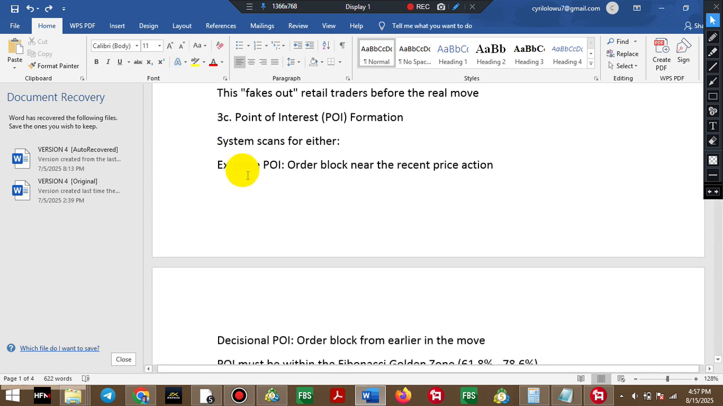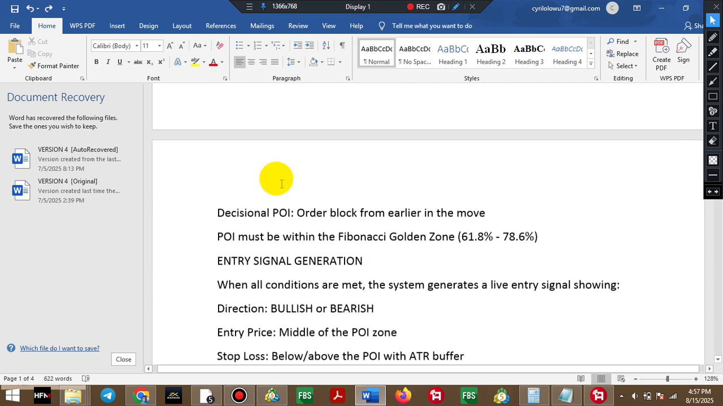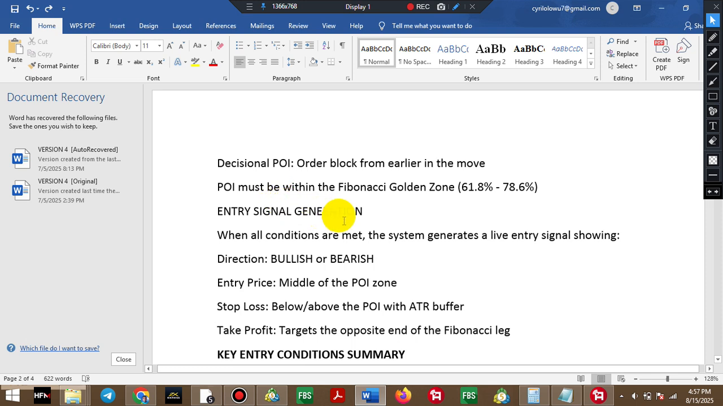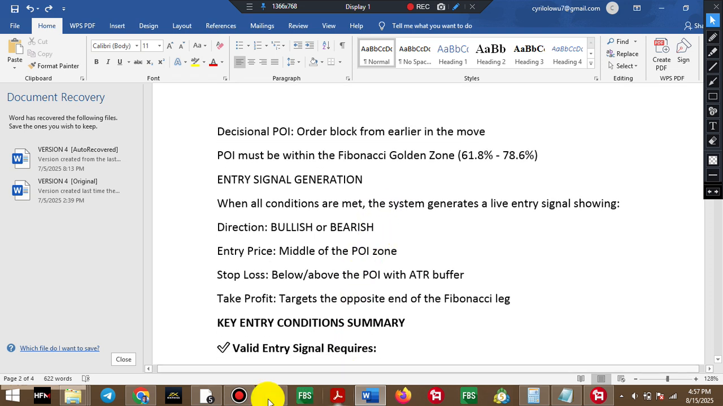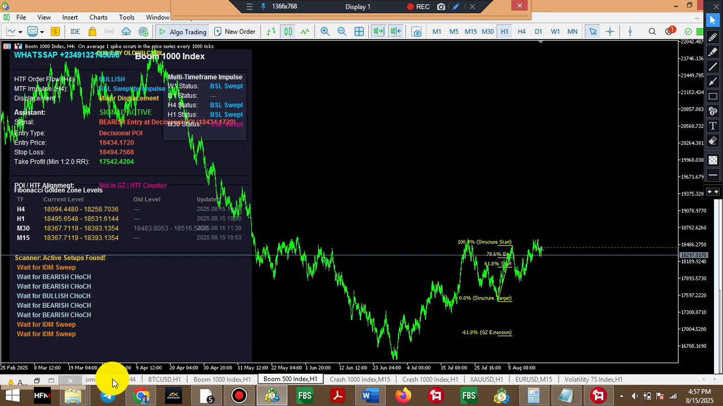So then it gives you your signals, entry and every other thing. What this system does, it looks for this kind of scenario around the golden zone. Right? There are times it's going to give you an entry signal, but it's also going to tell you if these signals are around the golden zone. Now let's go back to the one I saw on BOOM 1000, which I showed you earlier on.